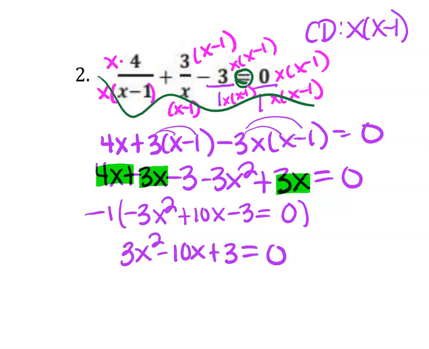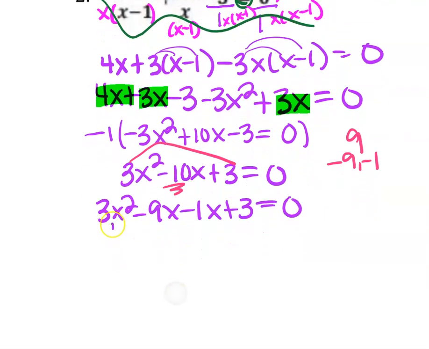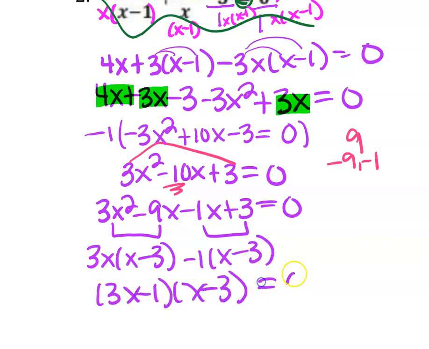Okay, now to factor and solve this, I'm going to draw my triangle. So 3 times 3 is 9. Factors of positive 9 that sum to -10 would be -9 and -1. All right, so out of the first two terms, I can pull out a 3x. Out of the next two, I can pull a -1. And that leaves me with 3x minus 1, x minus 3.